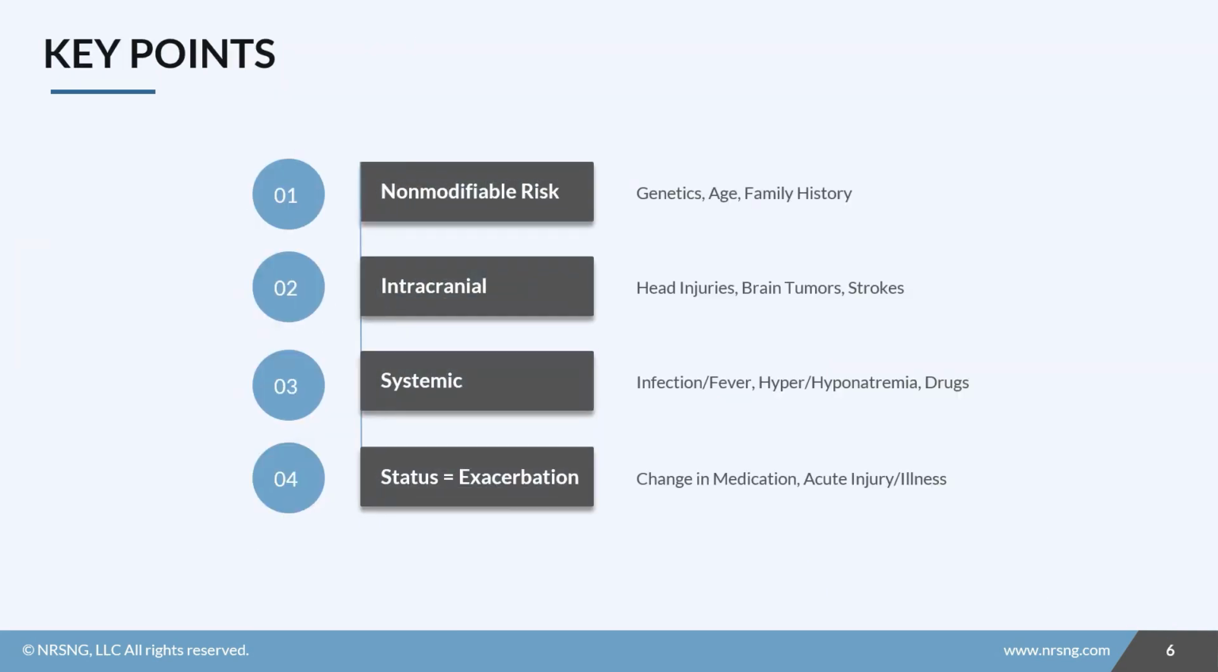So let's recap. Seizures could be caused by non-modifiable risk factors like genetics, age, or family history. They could be caused by issues within the brain itself, like head injuries, brain tumors, or strokes, or they could be caused by systemic problems like infection or fever, hyper or hyponatremia, or drug toxicity or withdrawal. And then remember that status epilepticus is an exacerbation of a seizure disorder that could be caused by things like a change in medication or some sort of acute illness or injury.